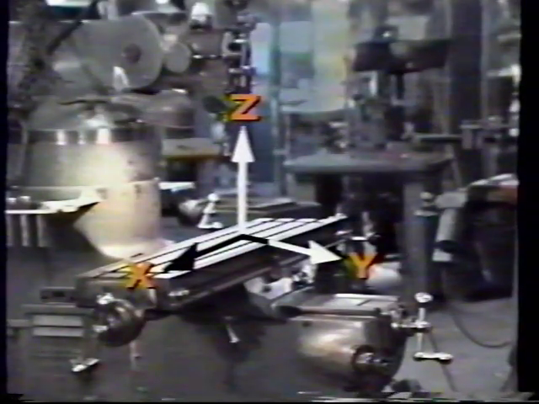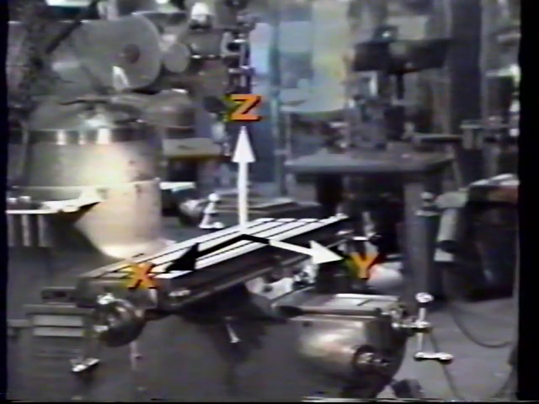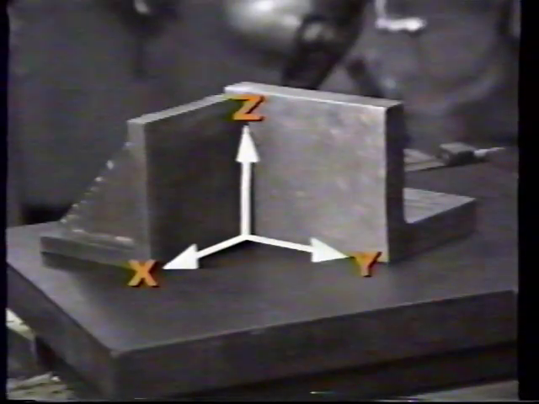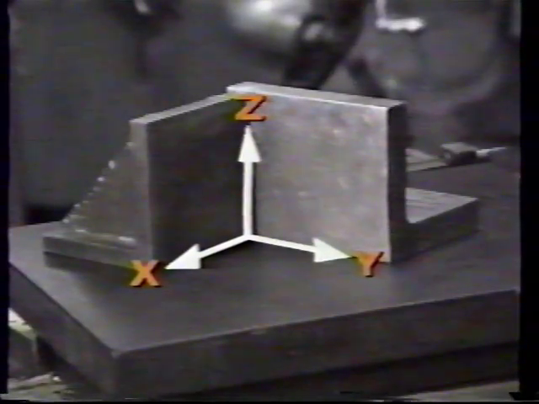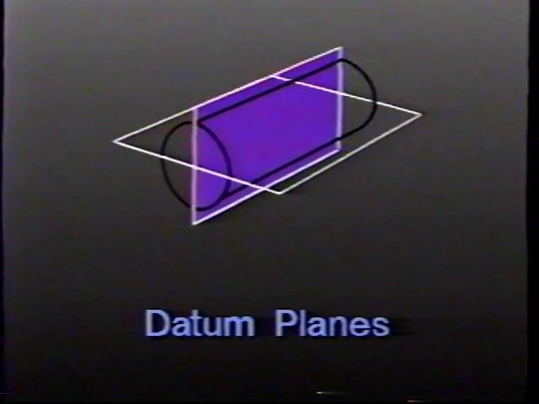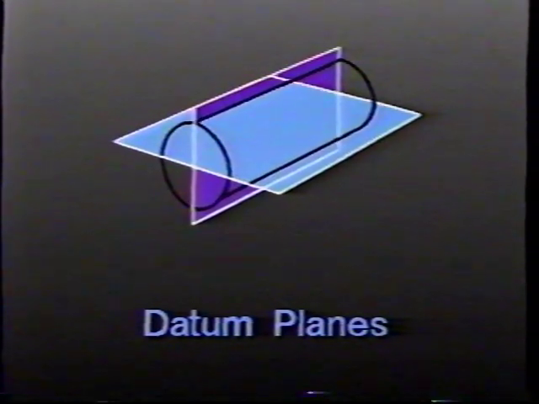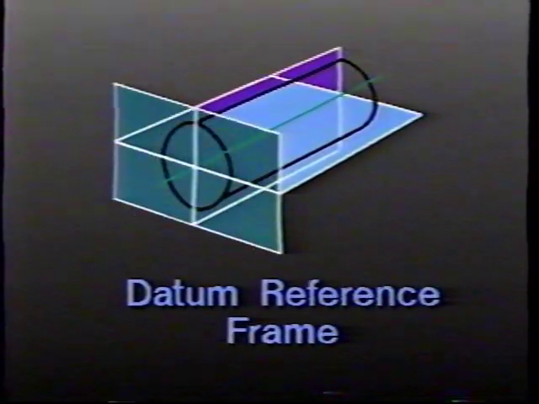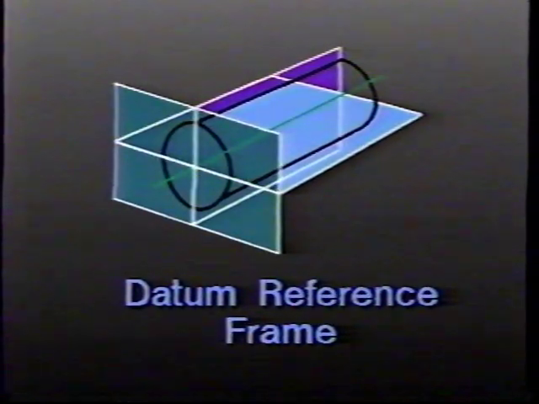The datum reference frame duplicates the 3 planes formed by the X, Y, Z axes on many machines, and the 3 planes used for common inspection procedures. For a cylindrical feature, the intersection of the datum planes establishes a datum axis. The addition of a third datum plane completes the datum reference frame.